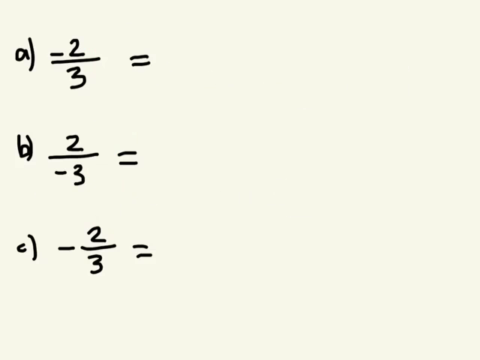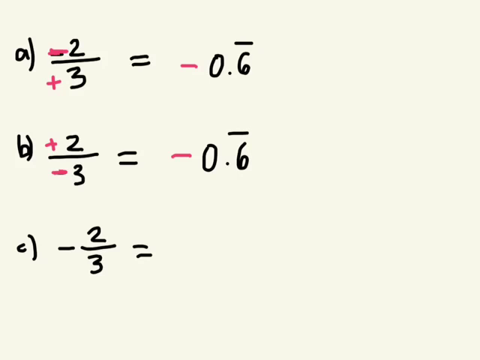0.9655. Okay, so again, we have negative 2 divided by 3, positive 3. A negative and a positive makes a negative, and what's 2 divided by 3? 0.6 repeating. Is B the same or different? We have positive 2 divided by negative 3. Again, we have a positive and a negative. A positive and a negative makes a negative.